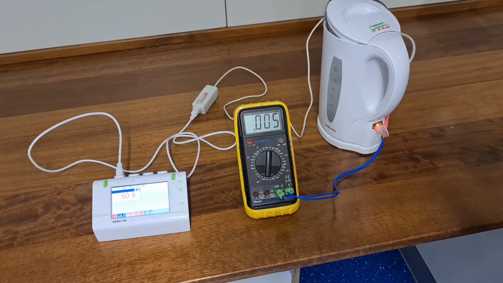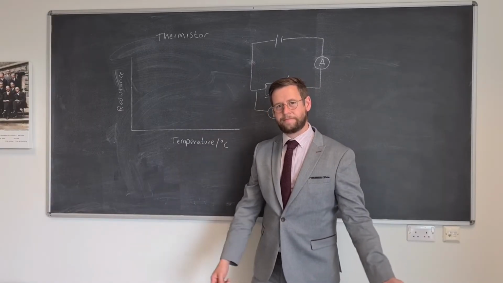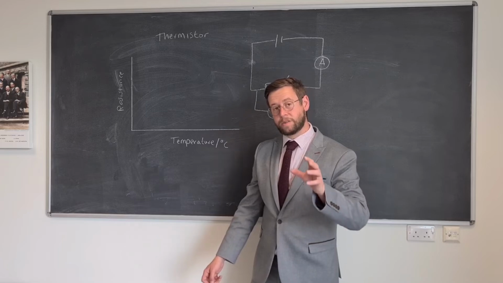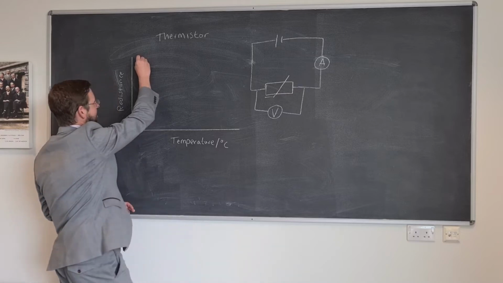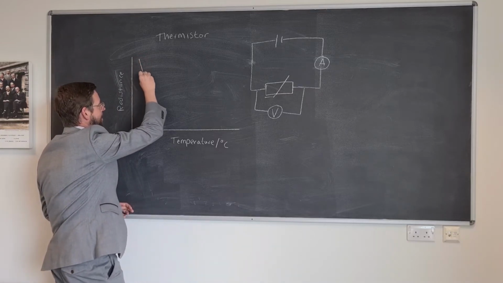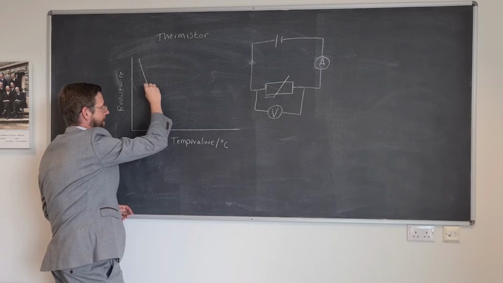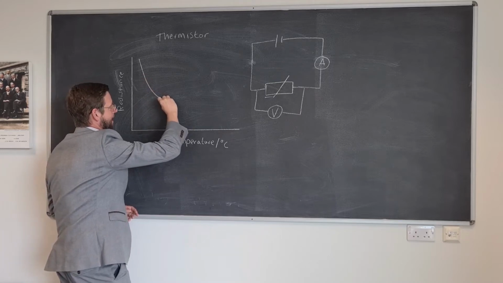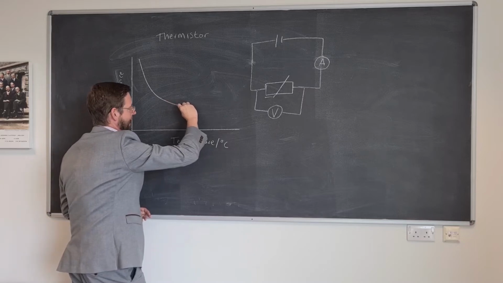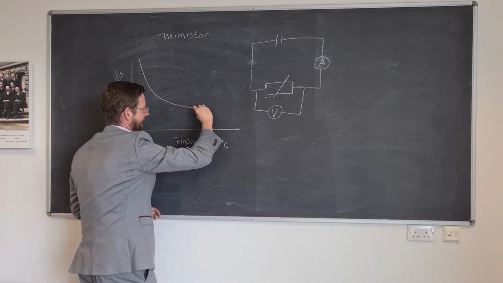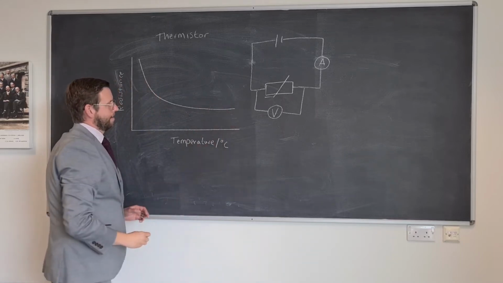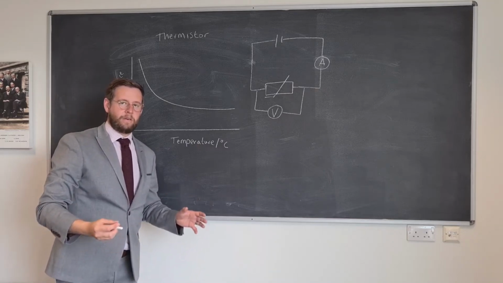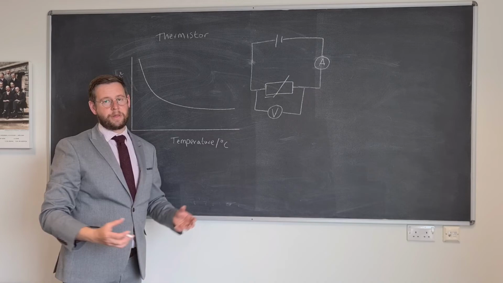What would this look like if we were to plot it on a graph? Well, let's go and have a look. So what did it do? To start with, the resistance was high when the temperature was low. So we start up here, and it very rapidly decreased in resistance as the temperature began to rise. But then it started to become much more shallow, and the resistance change became less and less for the increasing temperature. And there we have it. This is the shape of the graph of resistance against temperature for a thermistor.